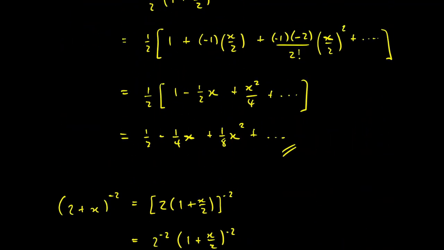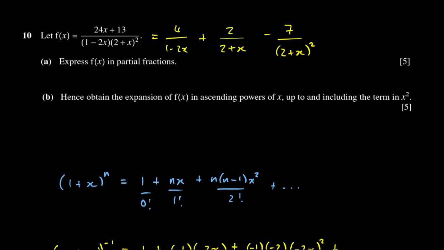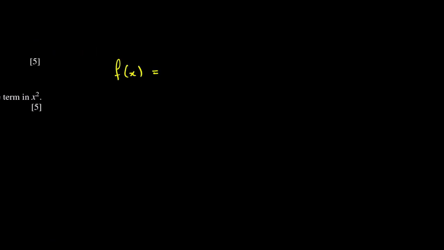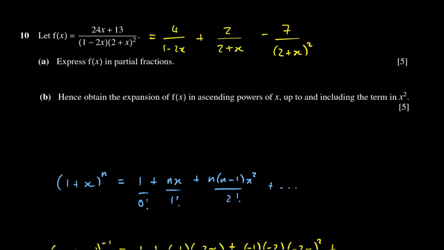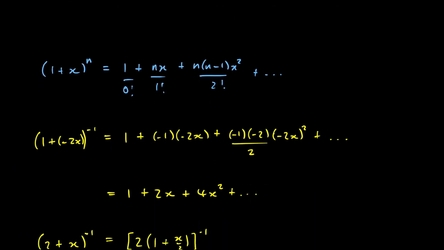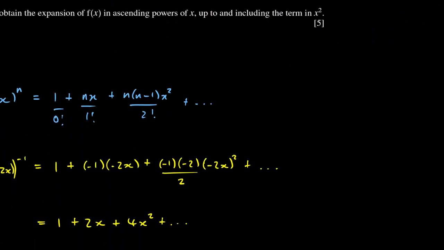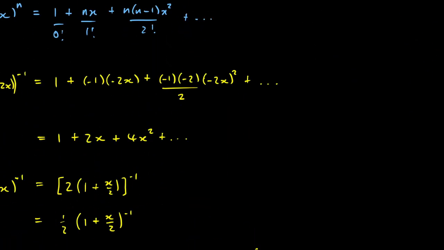All right, now then, all of this we've got to piece together. So we are going to have f of x is 4 times the expansion of this, plus 2 times the expansion of that, plus minus 7 times the expansion of that. So let's write that all down. So I'm going to move over here. f of x is going to equal 4 times the first expansion, which was 1 plus 2x plus 4x squared. Okay, 1 plus 2x plus 4x squared. Yep.